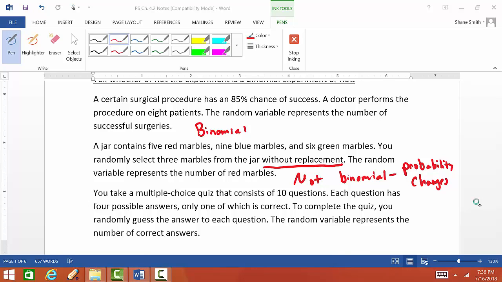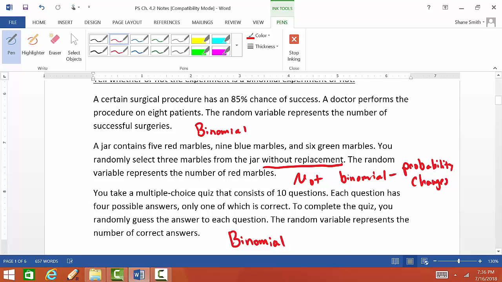And then the last one is a multiple choice quiz that consists of 10 questions. Each question has 4 possible answers, only one of which is correct. To complete the quiz, you randomly guess the answer to each question. The random variable represents the number of correct answers. So this is also binomial. You have a success or a failure. You get the question right or wrong. Your probability of getting a success is 1/4, and you're counting the number of questions that you got right. So again, it fills all the criteria.